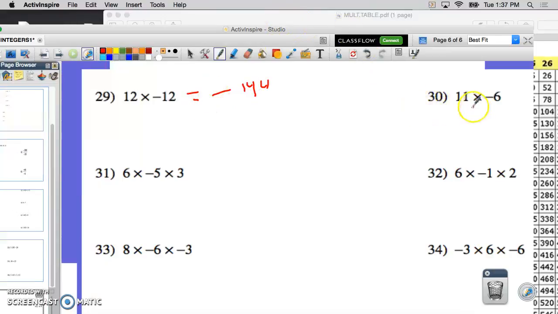Let's go over to number 30. 11 times 6. 11 times 6, you should get 66. Is it going to be a positive or negative 66? You have a positive times a negative, which always will give you a negative.